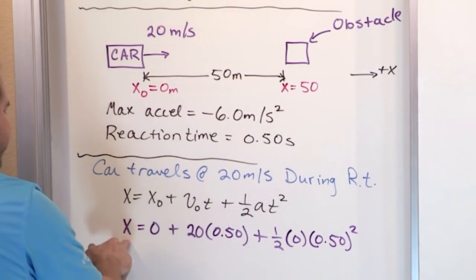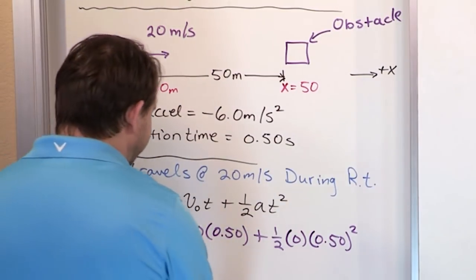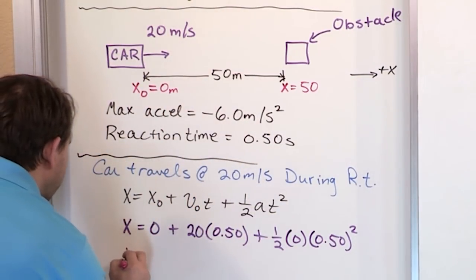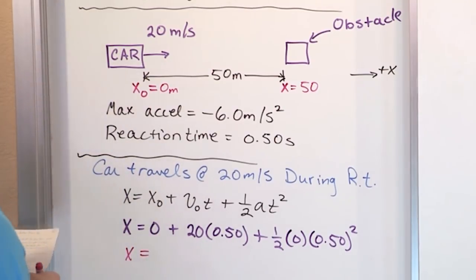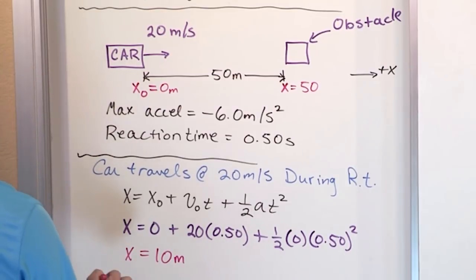You can see the distance the car traveled is just the speed times the time. It's just like a uniform motion problem that we did before. So the car has traveled this times this, 10 meters. So 10 meters during the reaction time period.